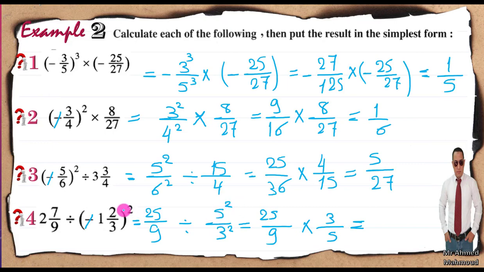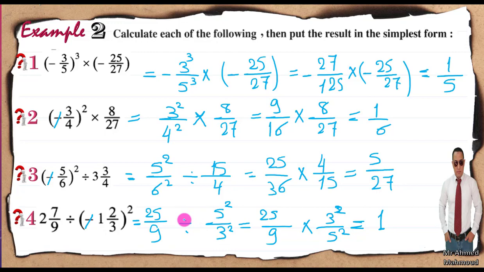Here we have power of 2. I forgot to distribute, so it will be 5 to the power of 2 over 3 to the power of 2. So it will be here also 5 to the power of 2, 3 to the power of 2 up, and 5 to the power of 2 down. Finally, 25 over 9 times 3 to the power of 2 over 5 to the power of 2 equals 1, or you can write this step on the calculator directly.